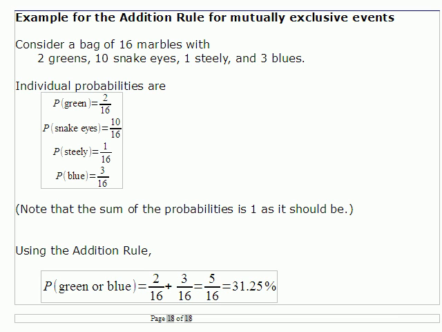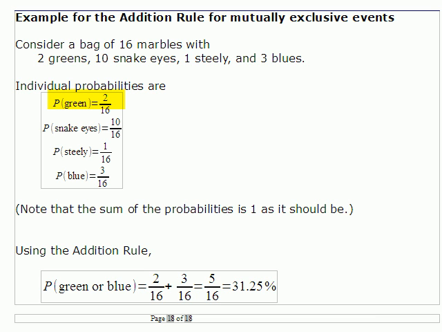Here's an example for the special case of the addition rule in which you have mutually exclusive events. So let's say we got a bag of 16 marbles and we have 2 greens, 10 snake eyes, a steely, and 3 blues. Okay, what are the individual probabilities? We've got 16 marbles, 2 of them are green. The probability of green is 2 out of 16.